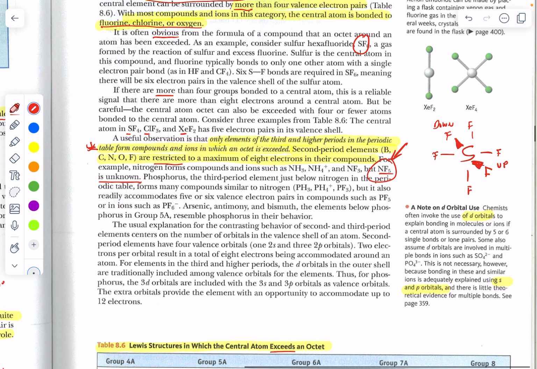Now down here we would remind ourselves that a lot of times we think these expanded valence electrons are from the d orbitals, but not always. Sometimes these expanded electrons are from s and p subshells.